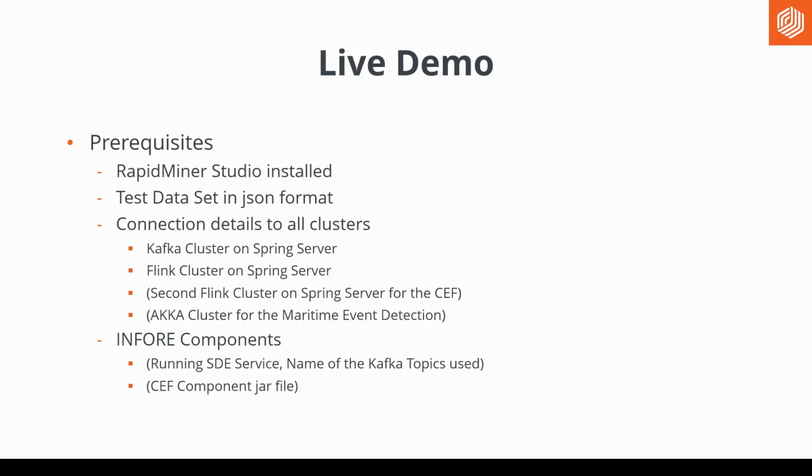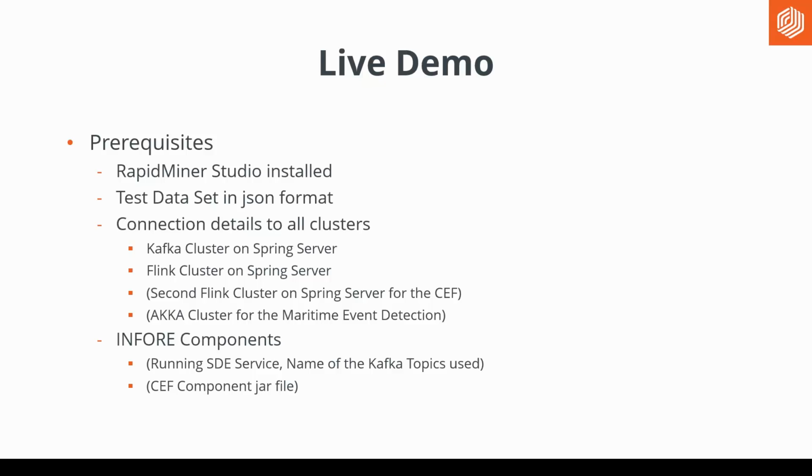It's mainly, for example, the Kafka cluster. In this demo, I will use the Spring Server Kafka cluster for communication, and the cluster for actually deploying your analytic workflows. In this case, I will use the Flink cluster. And then if you want to use specific components, you also need the connection details to the clusters you want to use these components on. So in the demo I will use a second Flink cluster on the Spring Server for the complex event forecasting, and I want to use the Akka cluster for the team event detection. And then I need to know the connection details to this.